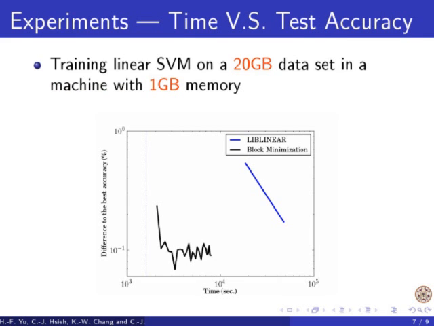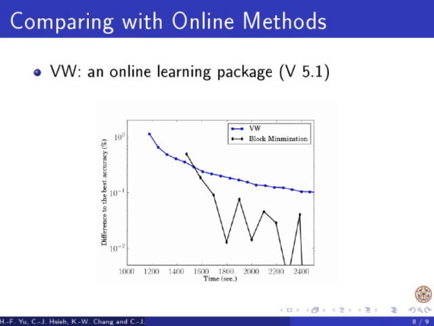We apply the proposed method to train a linear SVM on a 20 GB dataset on a machine with only 1 GB memory. The figure shows the difference to the best accuracy along the training time. The lower is better. Compared to the original liblinear package, which suffers from serious disk swapping, the proposed method solves the memory problem for training linear classifiers. We also compare the method with the VW package, which is one of the fastest online learning software. We show our method is more efficient as it fully utilizes the data in memory by considering a data block at a time.